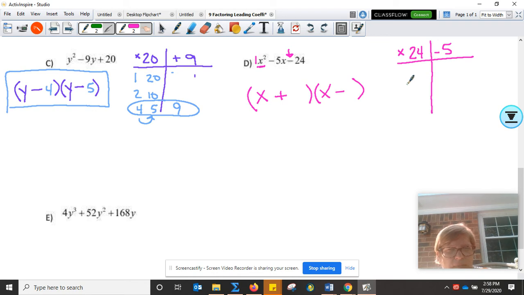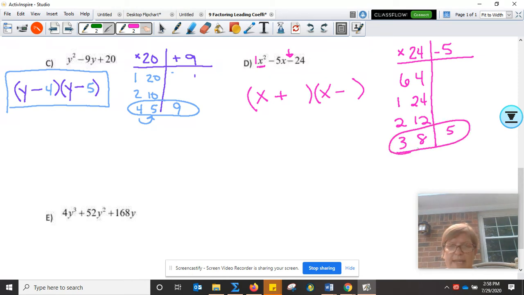Do you know what that could be? How about 6 and 4? No. Well, if you don't know, let's start from the beginning. 1 and 24. 2 and 12. 3 and 8. Oh, there we go. 3 minus 8 is going to give me 5. So your answer should be 3 and 8.